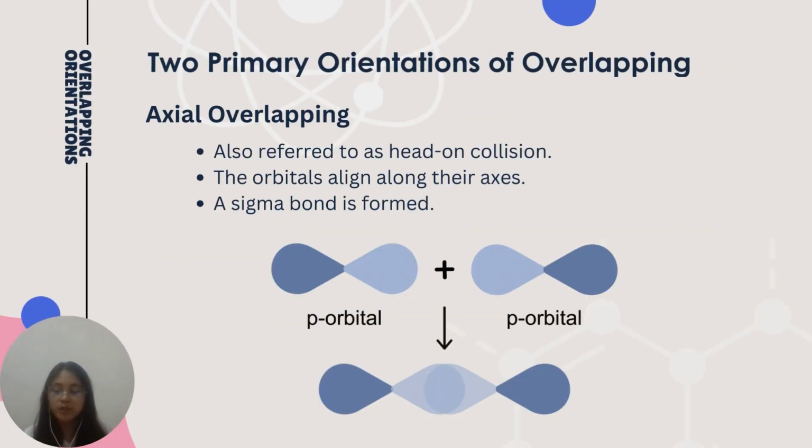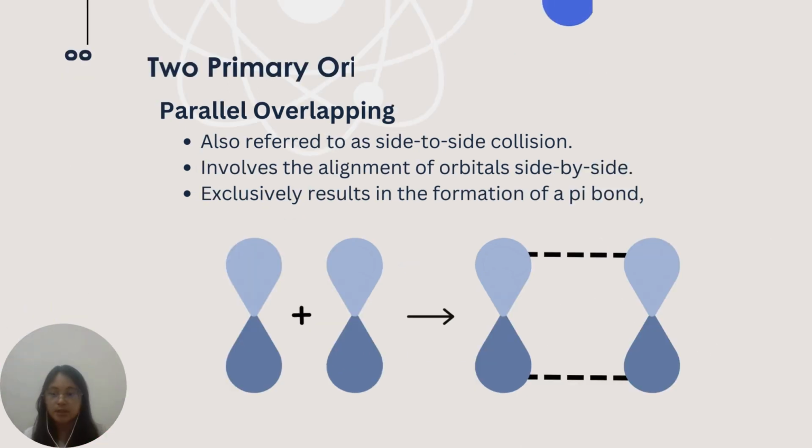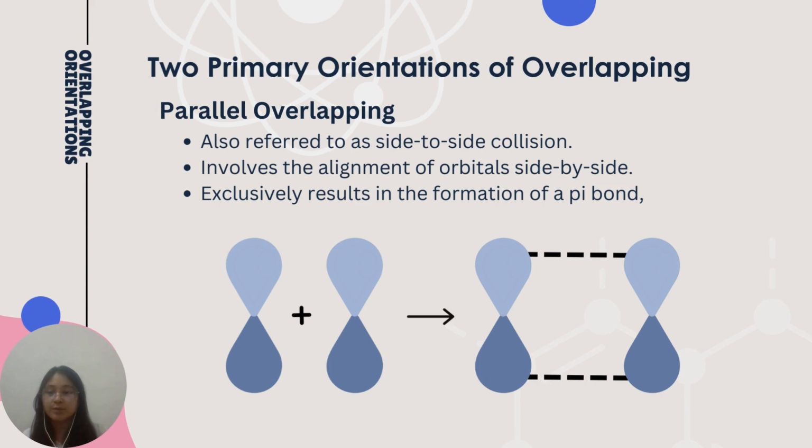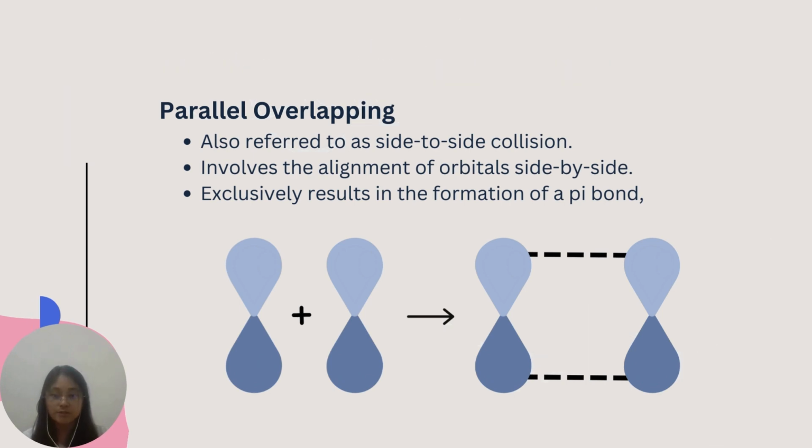The overlap between atomic orbitals can occur in two primary orientations, axial and parallel. Axial overlapping, also referred to as head-on overlapping, is where the orbitals align along their axes. In this configuration, a sigma bond is formed. Conversely, parallel overlapping involves the alignment of orbitals side by side. Unlike axial overlapping, parallel overlap exclusively results in the formation of a pi bond. This distinction in overlapping orientations underscores the diverse nature of sigma and pi bonds in covalent molecular structures.